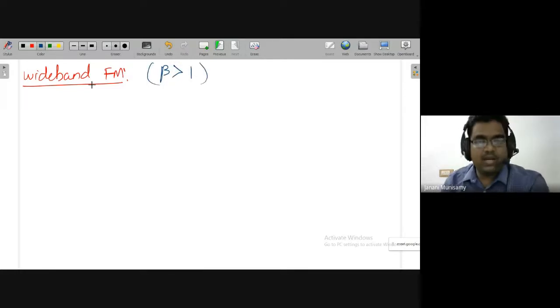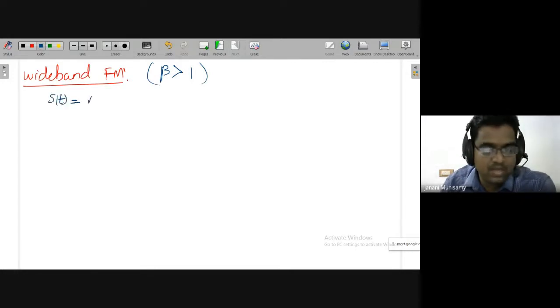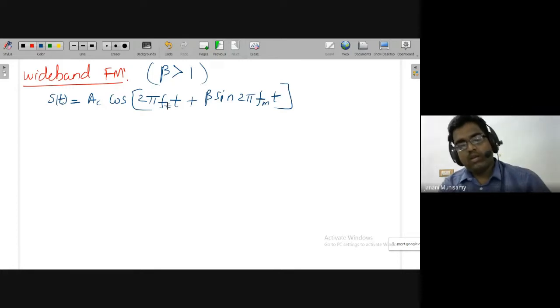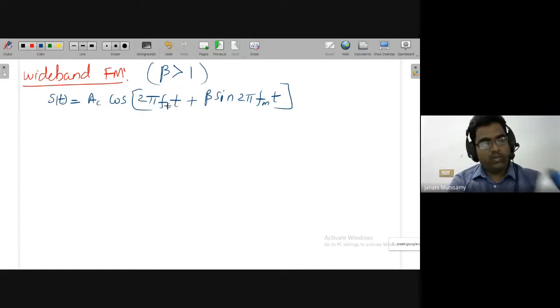Once if beta is greater than 1, first I'll write the reference equation. S of t is equal to AC cos 2 pi FCT plus beta sine 2 pi FMT. This is the FM modulated equation. So we want to represent this in terms of frequency domain.